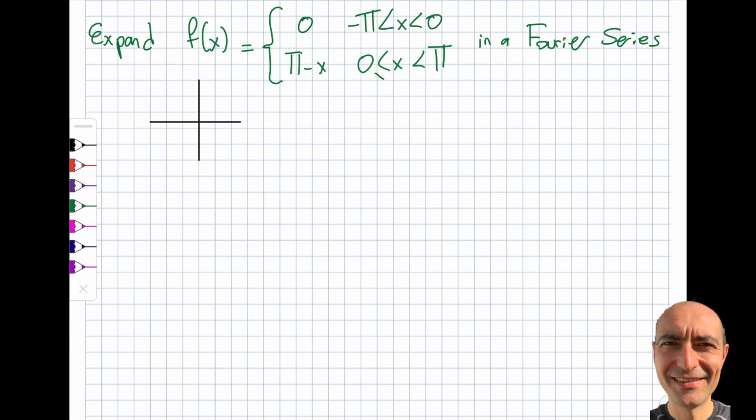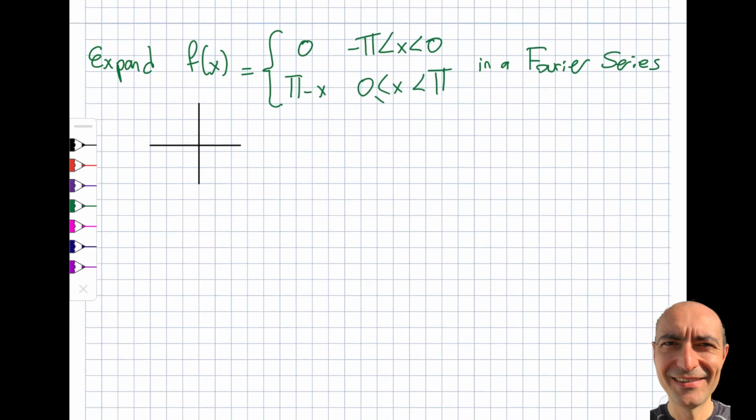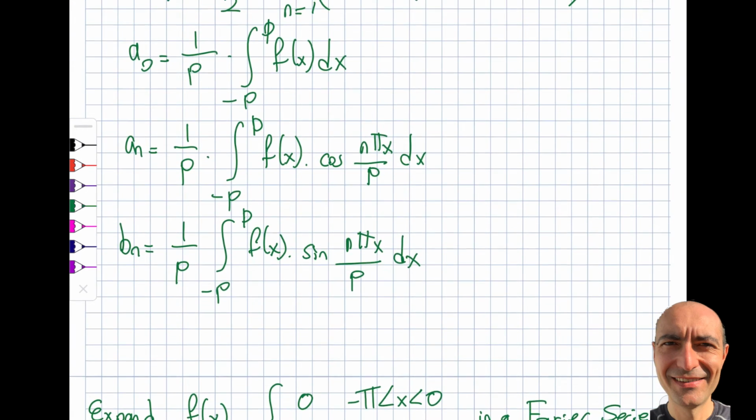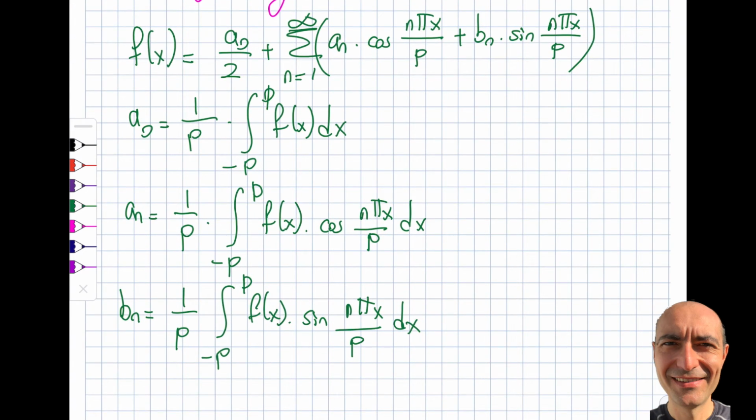Alright everybody, why don't we go ahead and expand this particular function, which is discontinuous at 0, you can see from here, in a Fourier series. The good thing is I'll scroll slightly up because I have everything that I need right up here. So basically the goal is to just represent it this way, which we already have.